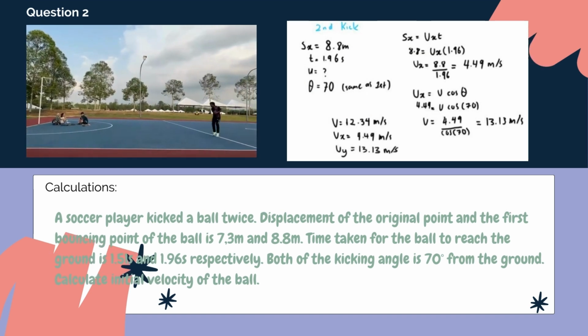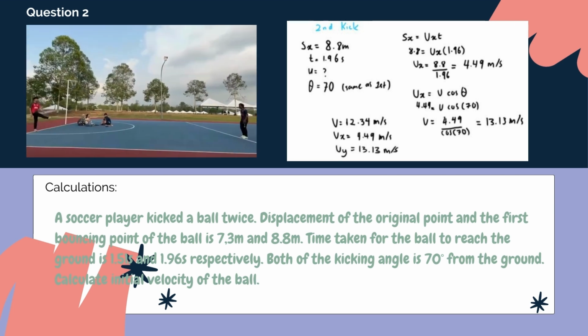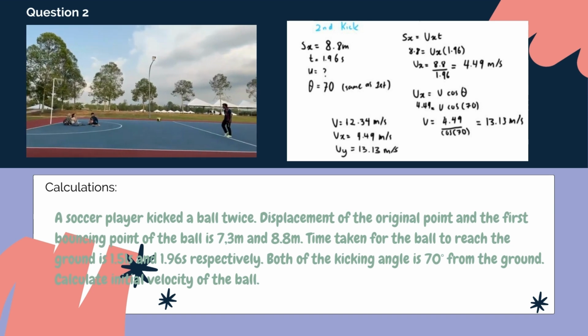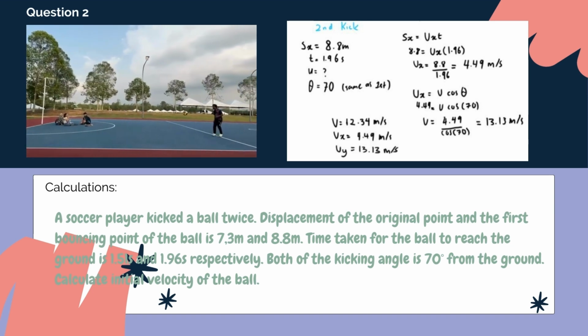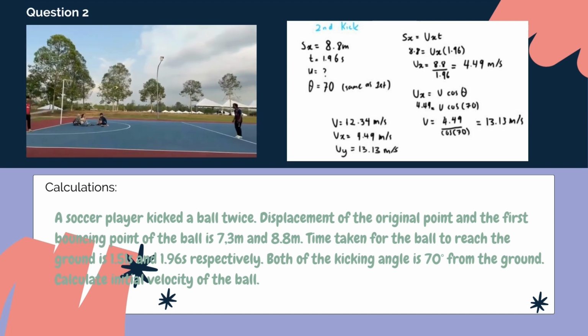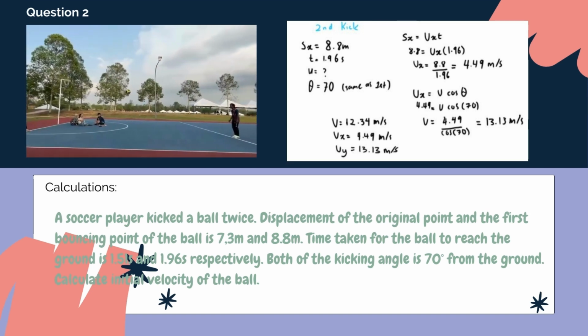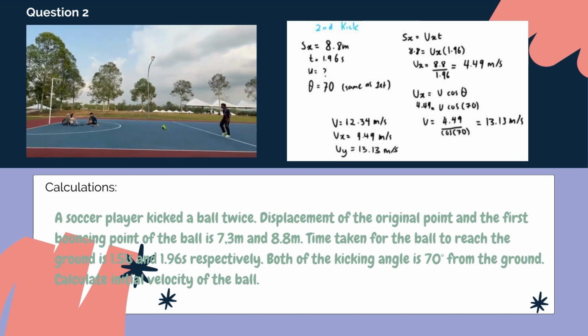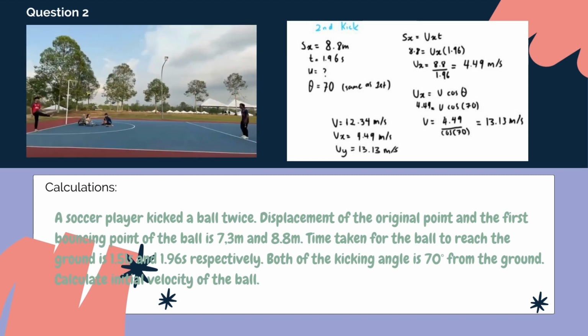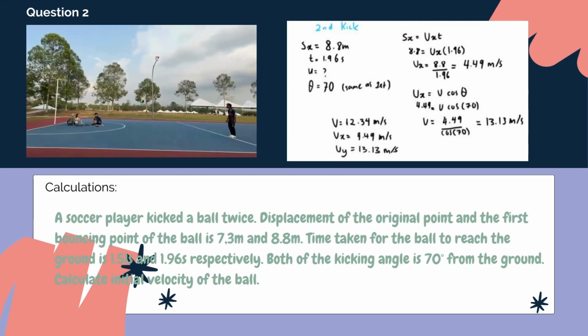For the second kick, we will also find the initial velocity, which is U, using the same angle of 70 degrees, but a different distance and time. First, we need to find Ux using the formula Sx equal to Ux times t, and we will get 4.49 meters per second. And then we find U using Ux equal to U cos theta, and we will get 13.14 meters per second for U. And last, we find Uy using U sin theta, and we will get 12.34 meters per second.